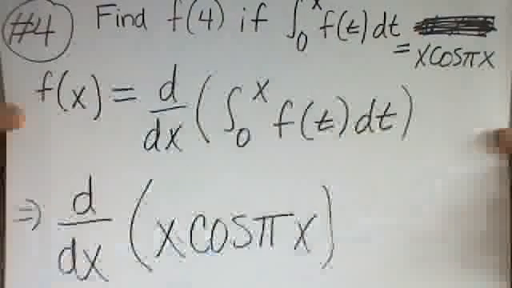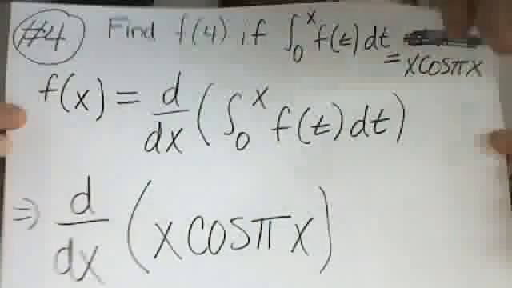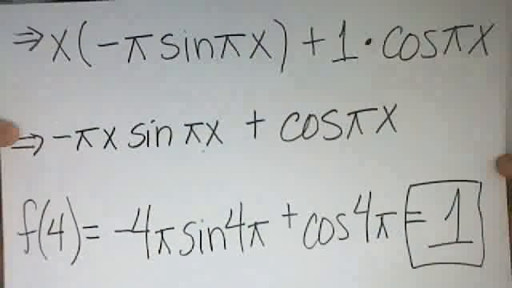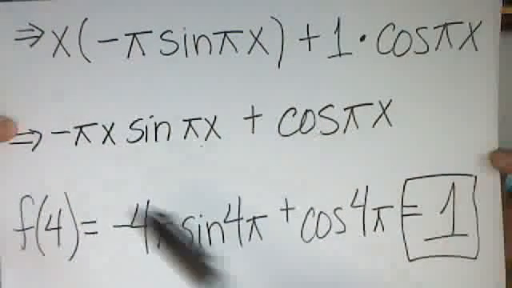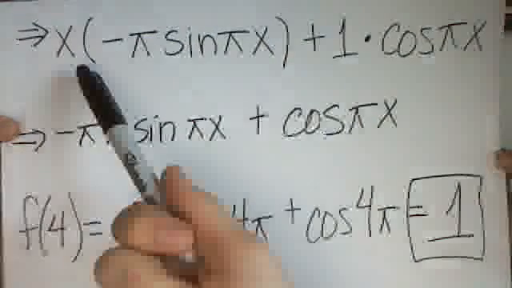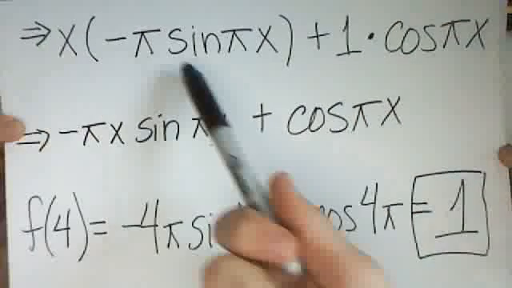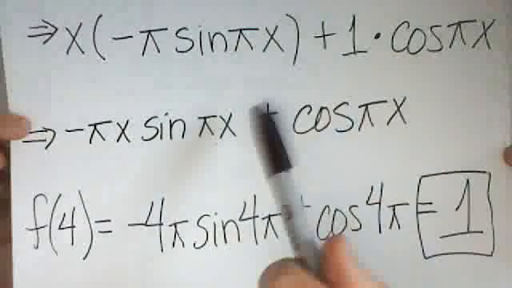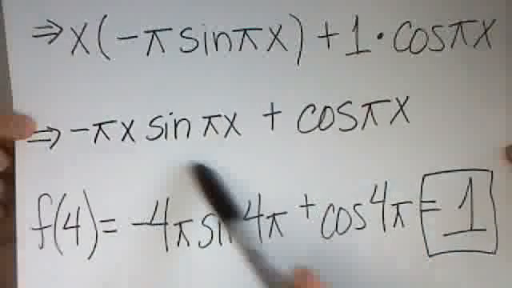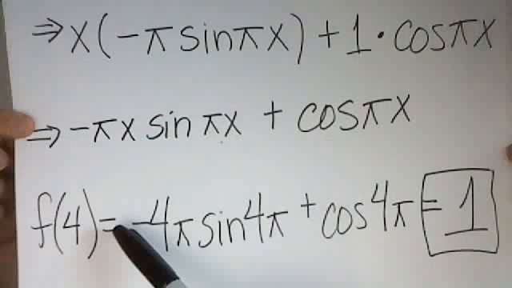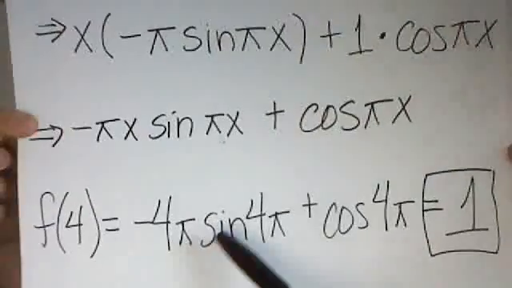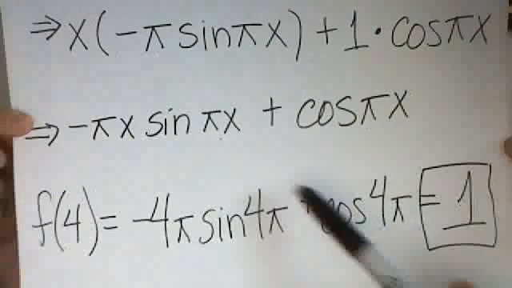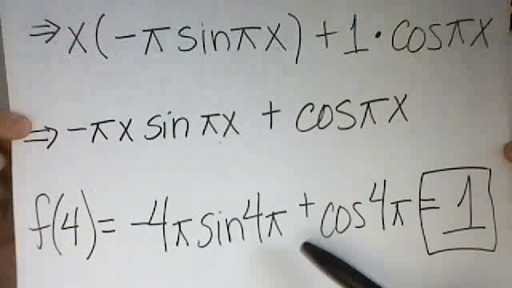Now you're going to take the derivative of x cosine pi x. So once you take the derivative and you plug in the values, you get x times negative pi sine pi x plus 1 times cosine pi x. And then you go farther to solve, you get this. And then f of 4 equals negative 4 pi sine 4 pi plus cosine 4 pi, which once you solve for all of this, you get 1.